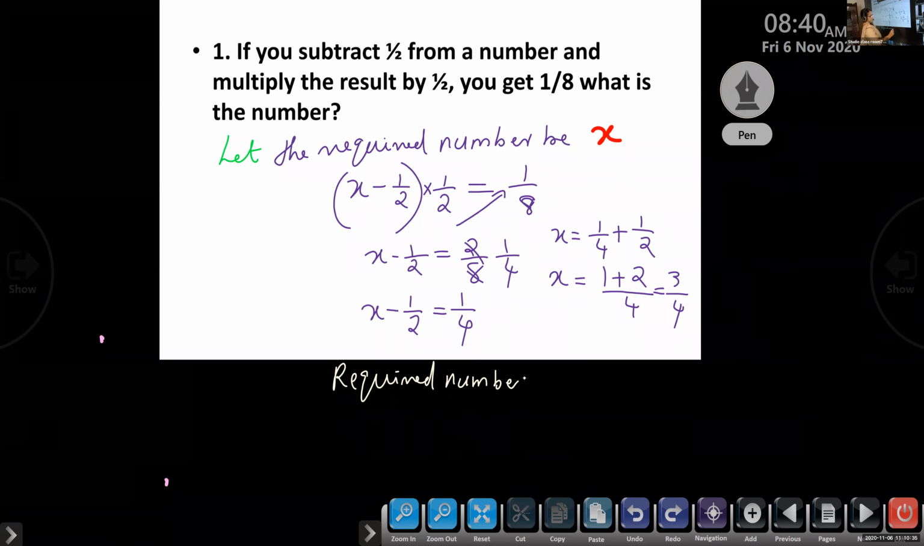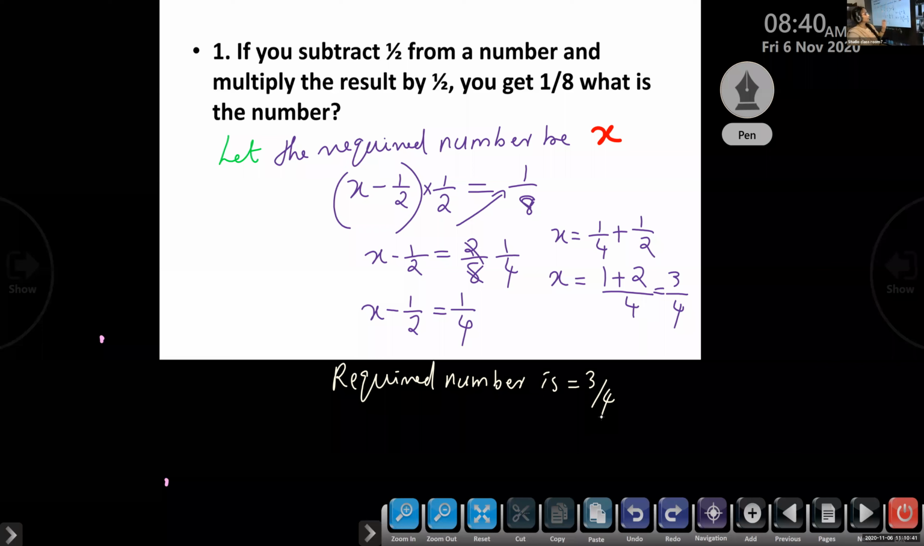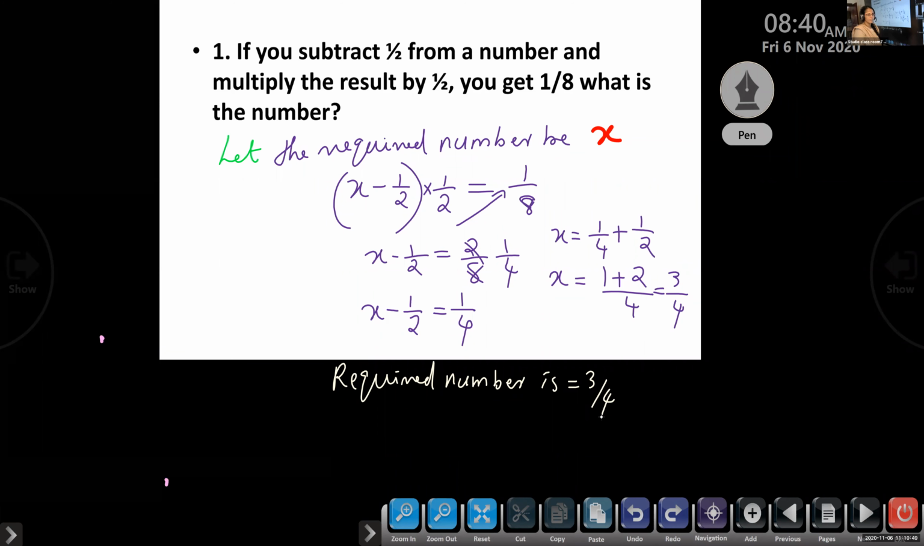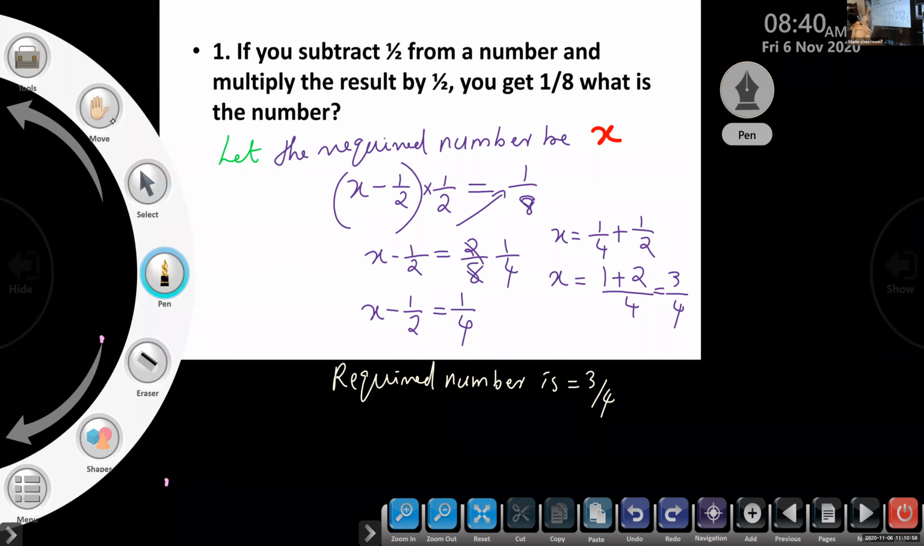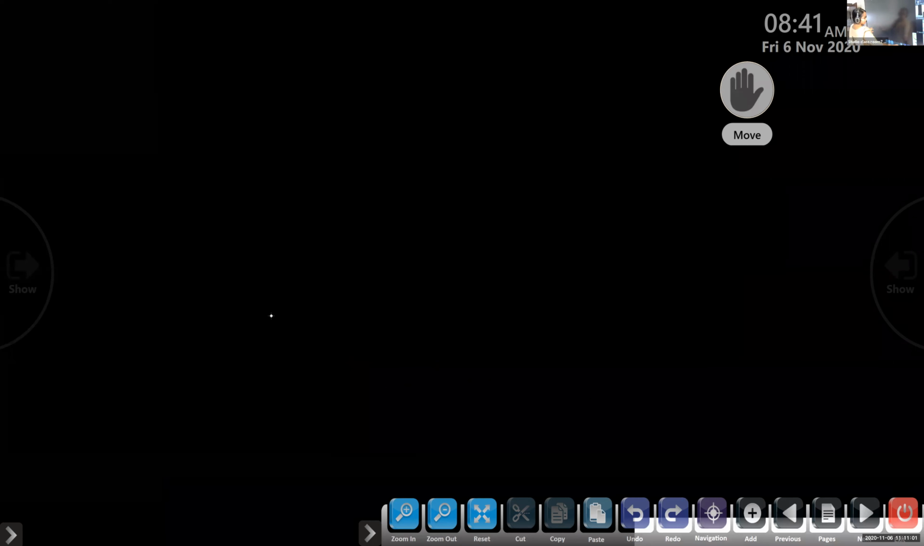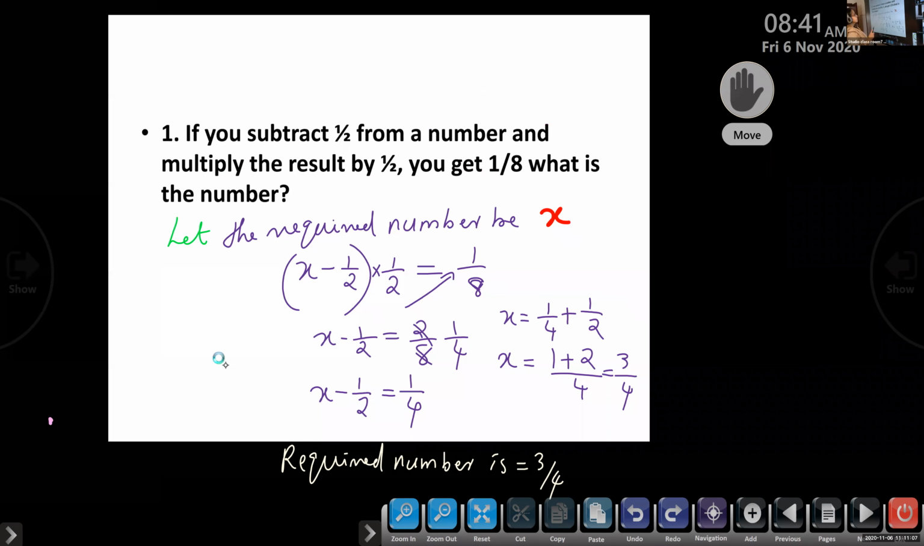Ma'am, how can we understand that x minus 1 by 2 is 1 by 4? It is given in the question. But read the question thoroughly. In this type of questions, you must understand the question thoroughly. If you subtract a half from a number and multiply that result by half, we will get 1 by 8. What is the number?